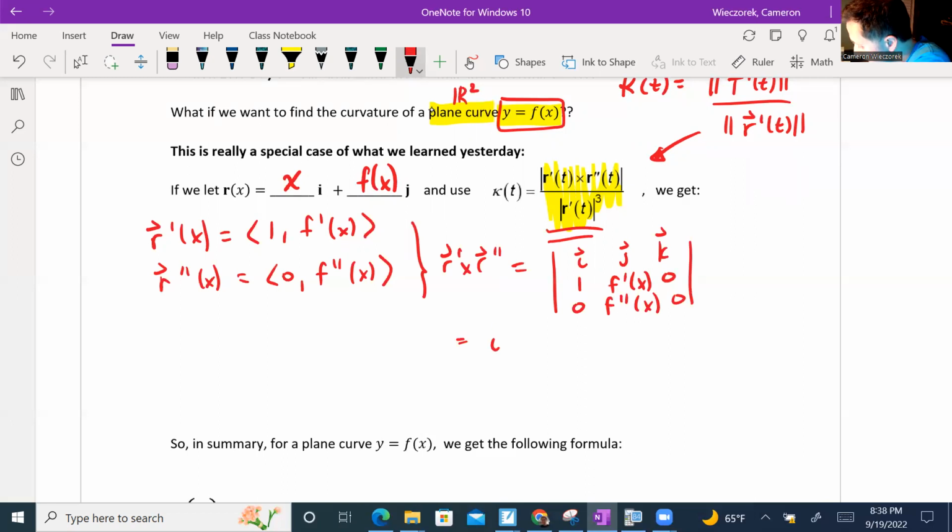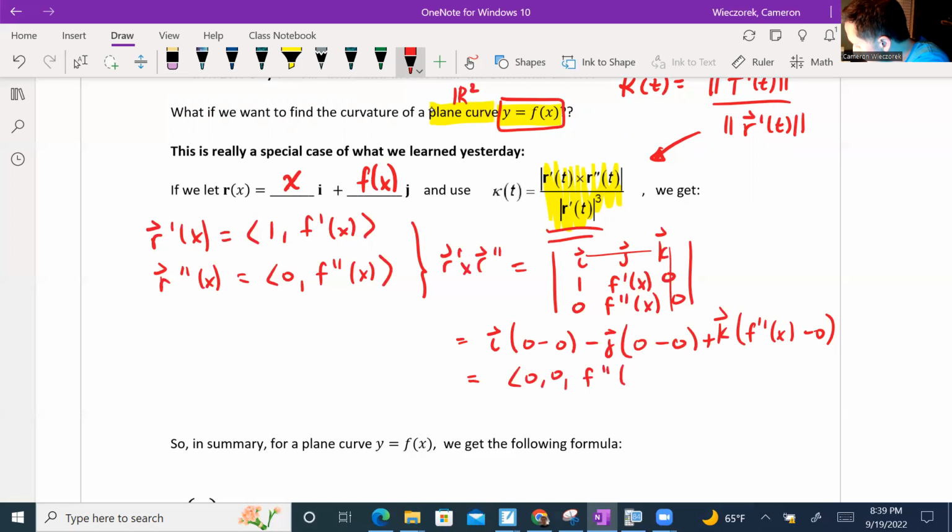Taking my cross product, I would get i times 0 minus 0 is gone, minus j times, let's see, we're going to get 1 times 0 is 0, minus 0 times 0 is 0, plus k times, cross off first row, third column, f double prime minus 0. And so actually all I'm left with in this case would be f double prime x times the k vector. So 0, 0, f double prime x. And so our numerator, we need the magnitude of that.